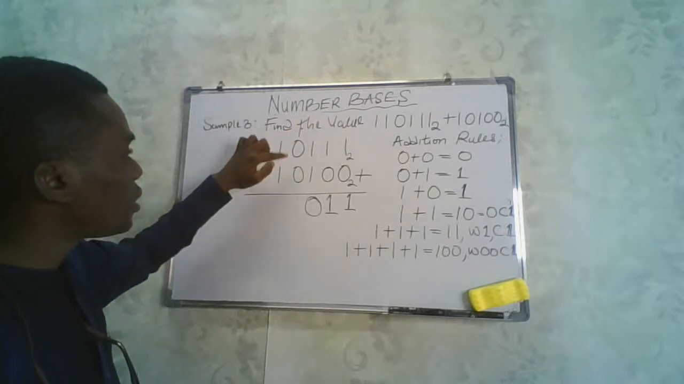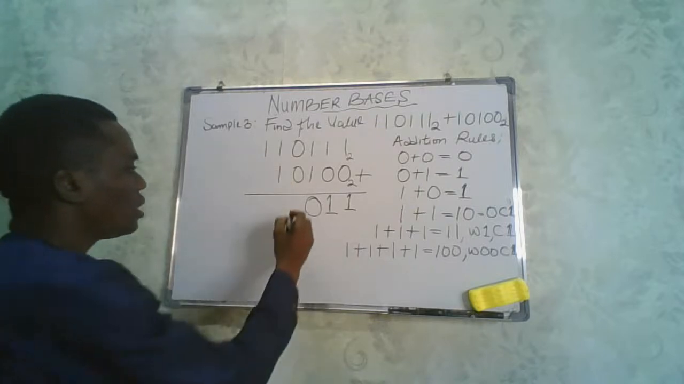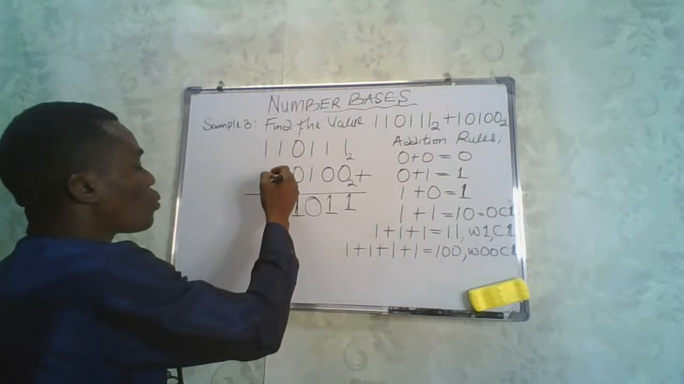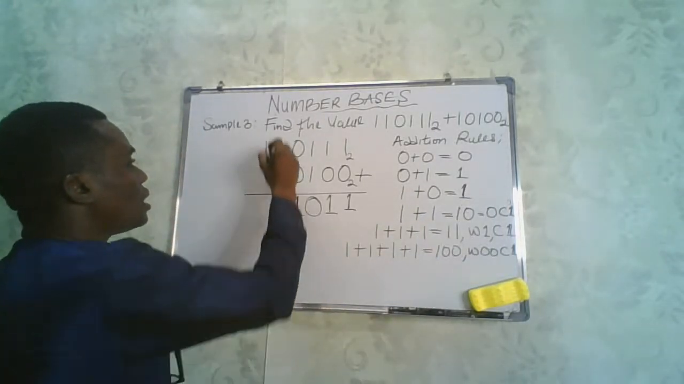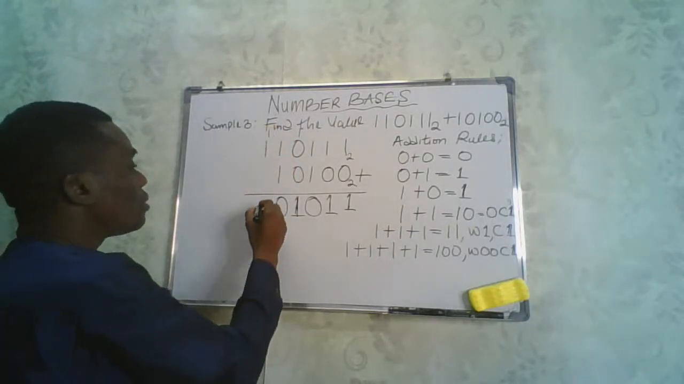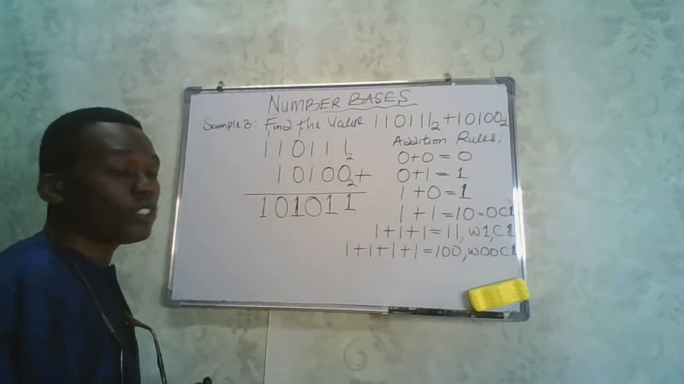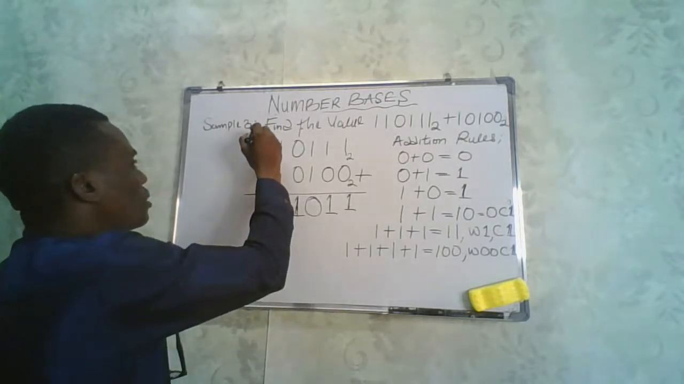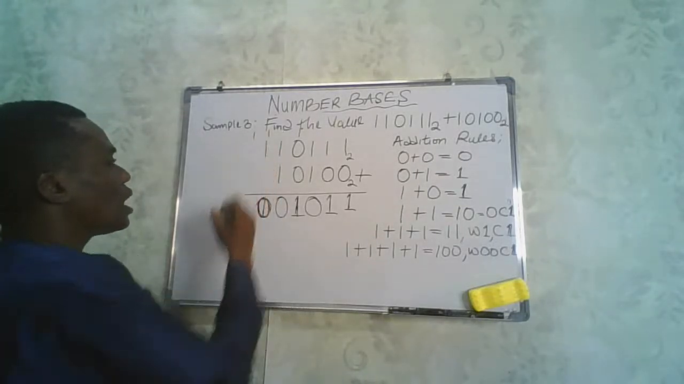Now this is the addition of 3 number bases. So 1 plus 0 is 1, so we'll write 1. 1 plus 1 is 10. That is 0. We'll write 0 and then we'll carry 1. Now, 1 plus 1 is going to give us 10. So we'll write 0 and carry 1. Remember, 1 plus 1 is going to give us 10. We're going to write 0 and carry 1.